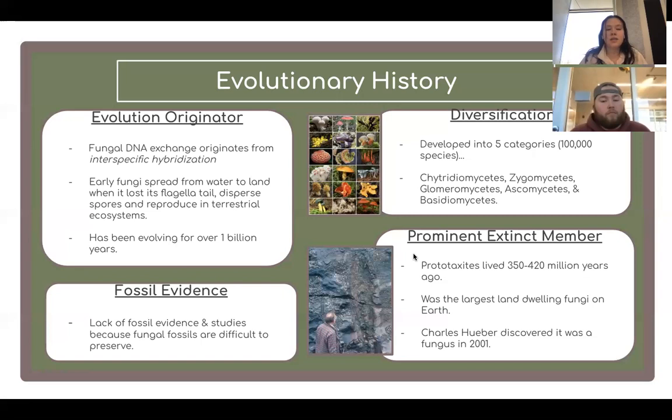The kingdom fungi is very diverse. It developed into 5 separate categories with over 100,000 species. Some of the categories are Chytridiomycetes, Zygomycetes, Glomeromycetes, Ascomycetes, and Basidiomycetes.